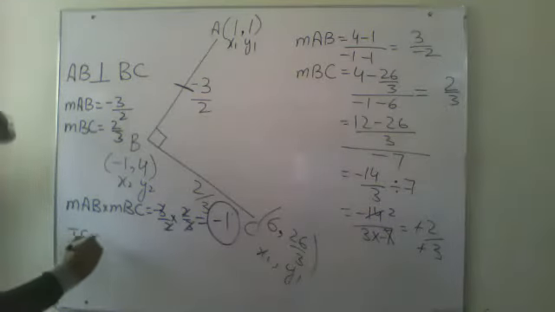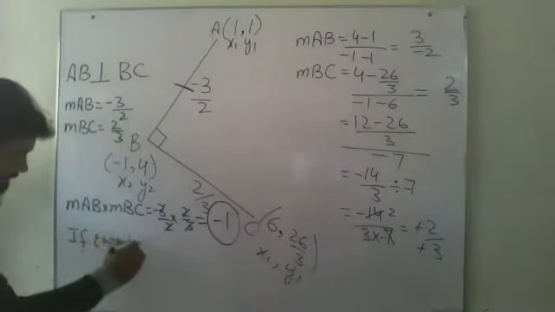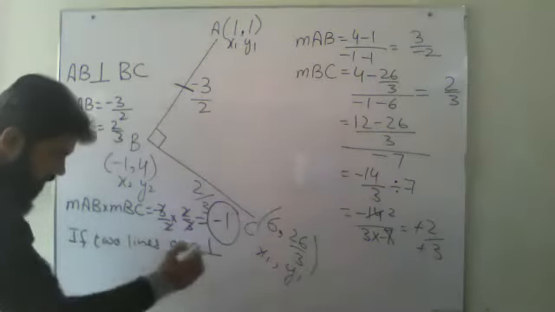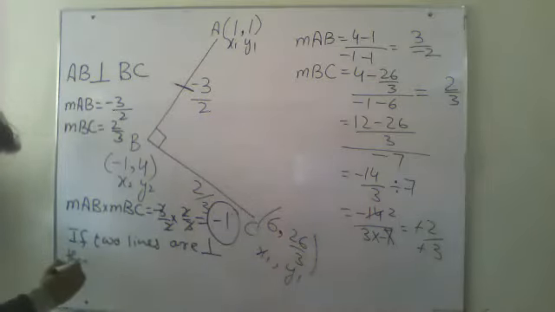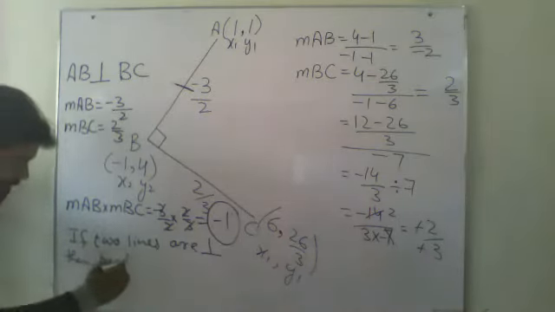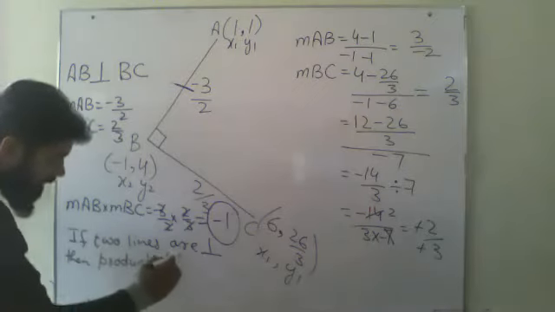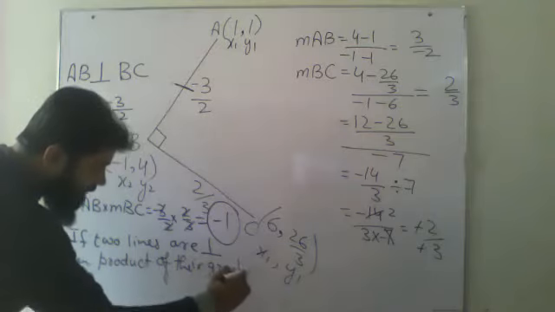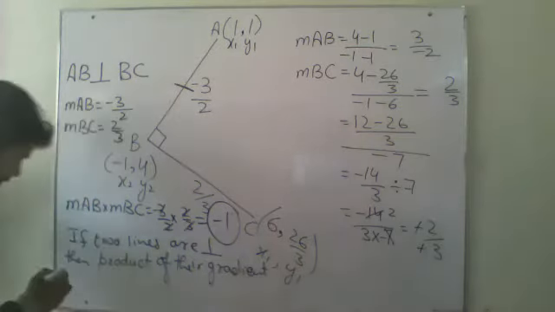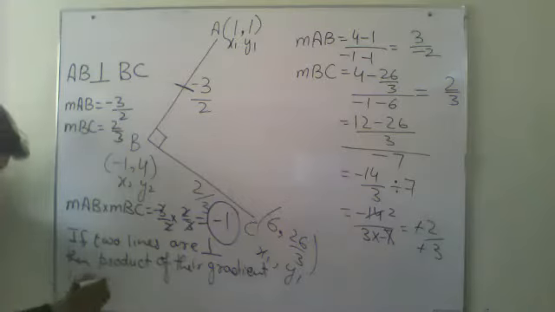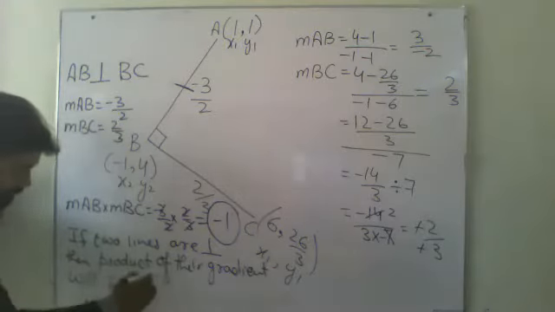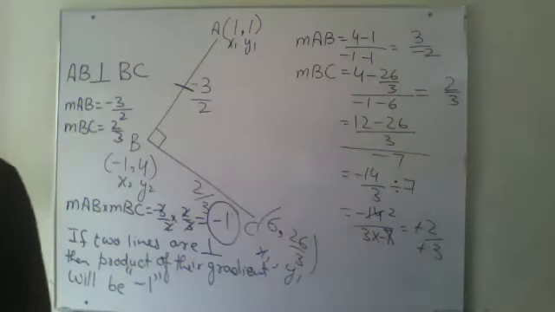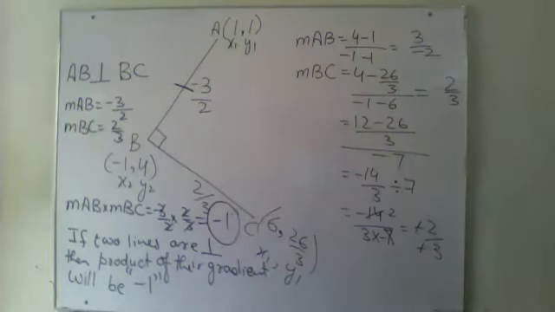If two lines are perpendicular, this is the symbol for perpendicular, then the product of their gradients will be minus 1. If two lines are perpendicular, their gradient product will be minus 1. You can say it in this way.